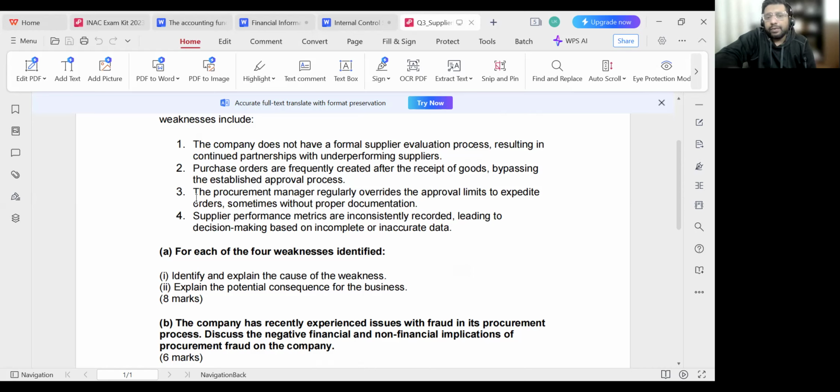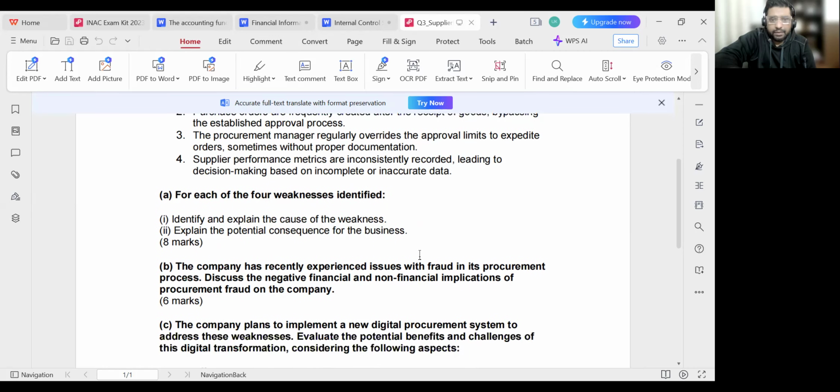The procurement manager regularly overrides the approval limits to expedite orders, sometimes without proper documentation. That's an example of override. Okay? And supplier performance matrix are inconsistently recorded, leading to decision making based on incomplete or inaccurate data. All right.